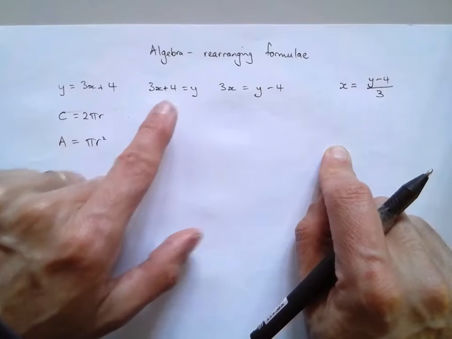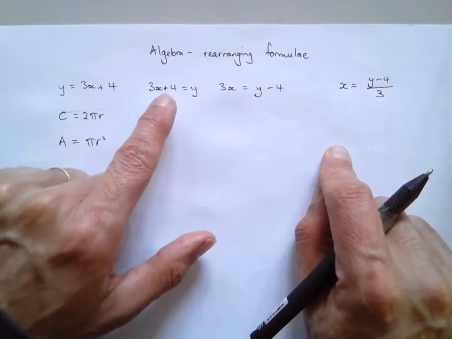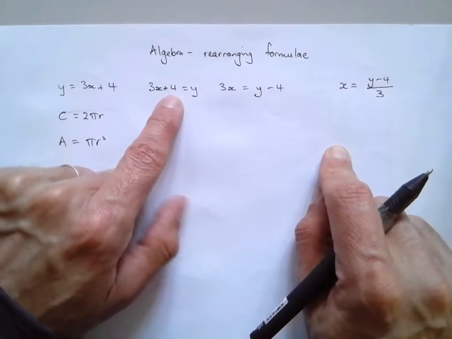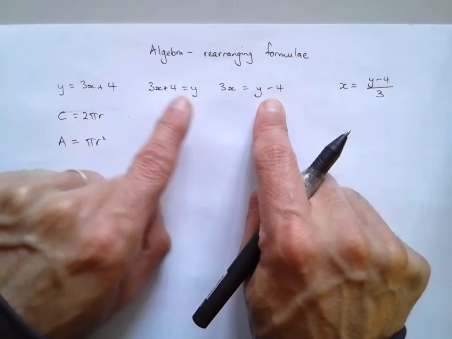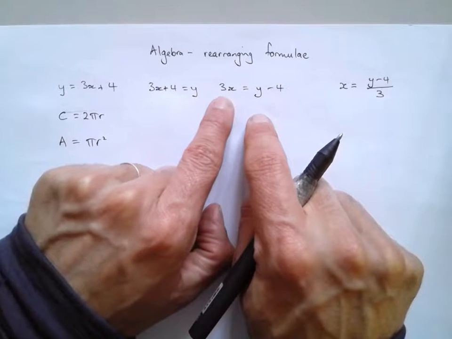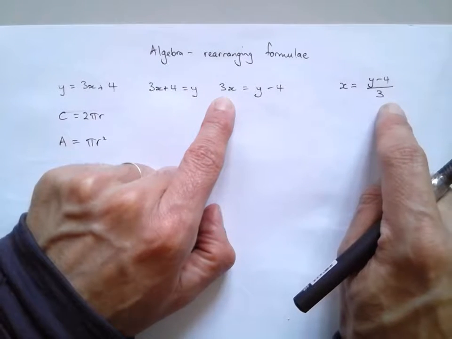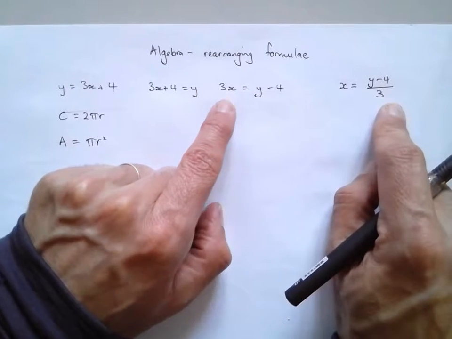What I'm thinking of doing is rearranging it, taking it back step by step. The last thing that was done here was adding the 4, so I take off the 4. The last thing that was done here to the x was multiplying by 3, so I divide by 3. Same as solving a linear equation in this case.